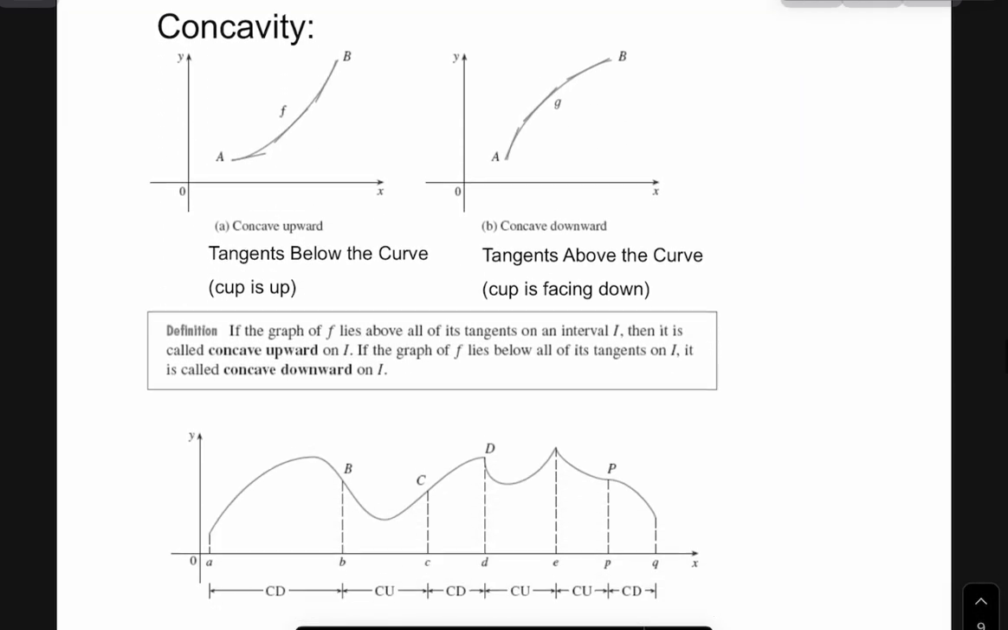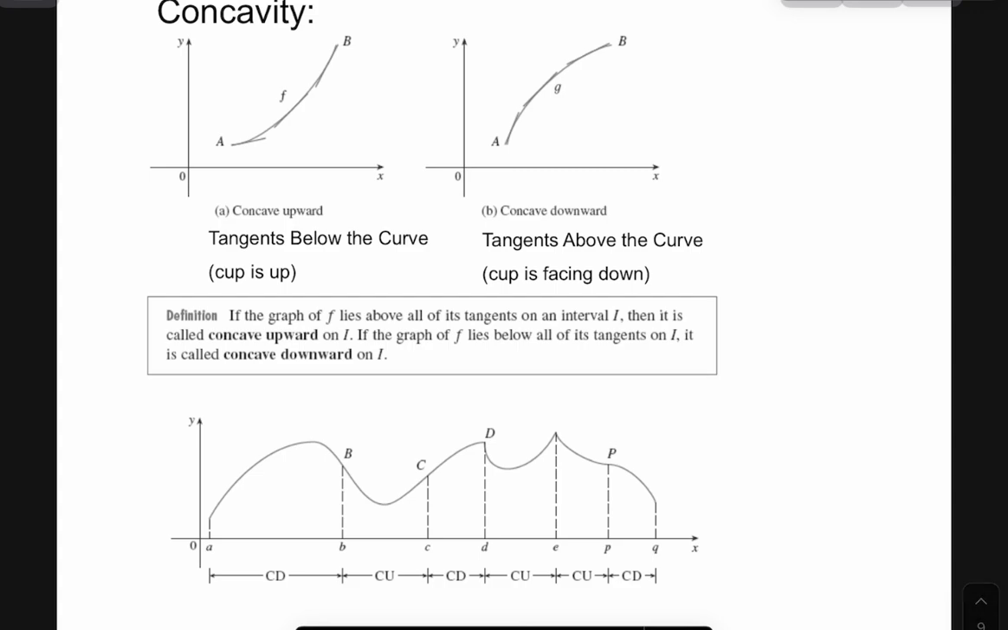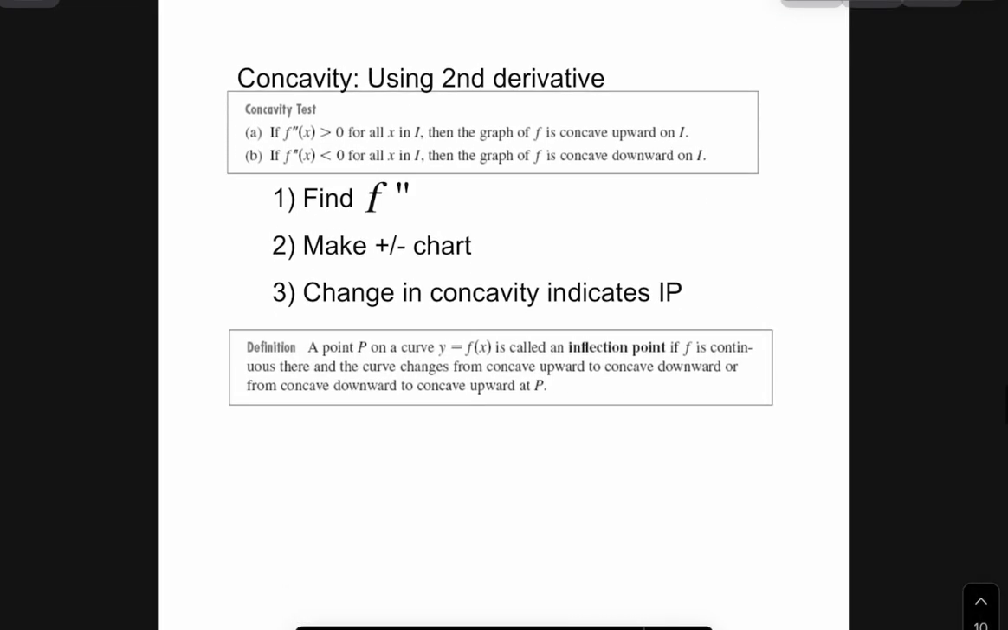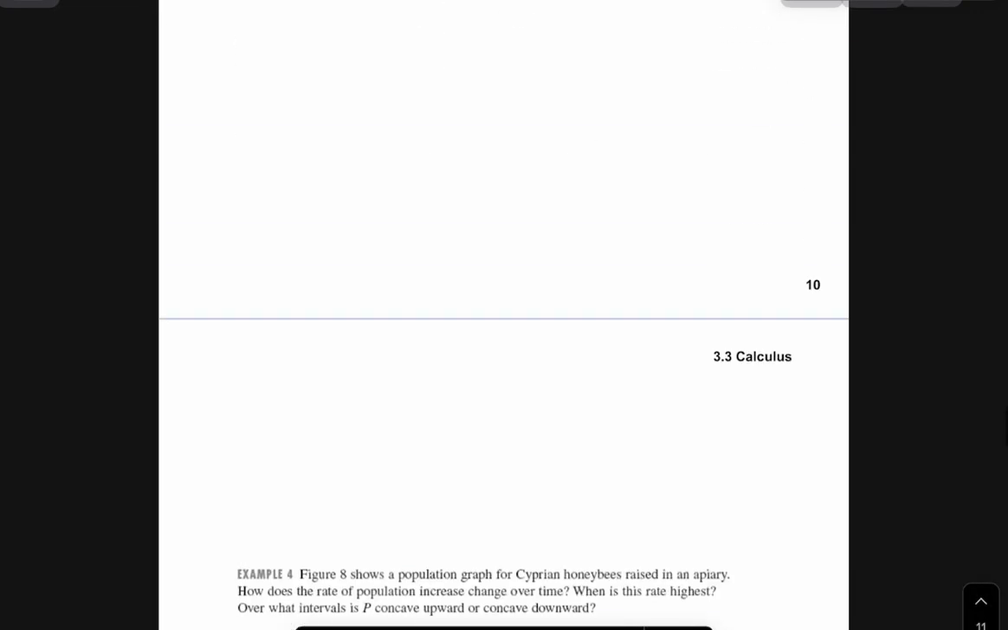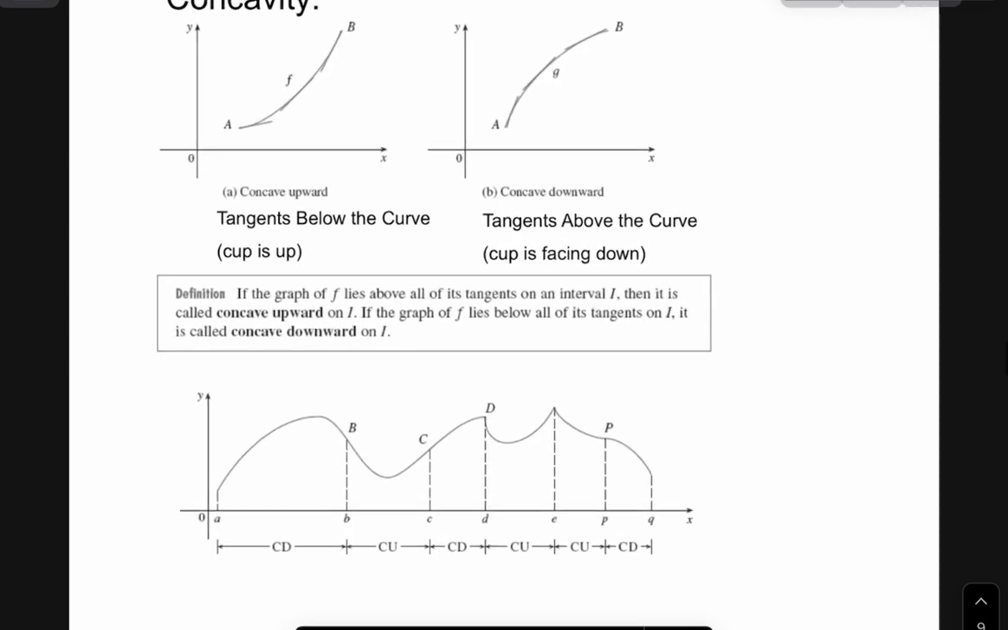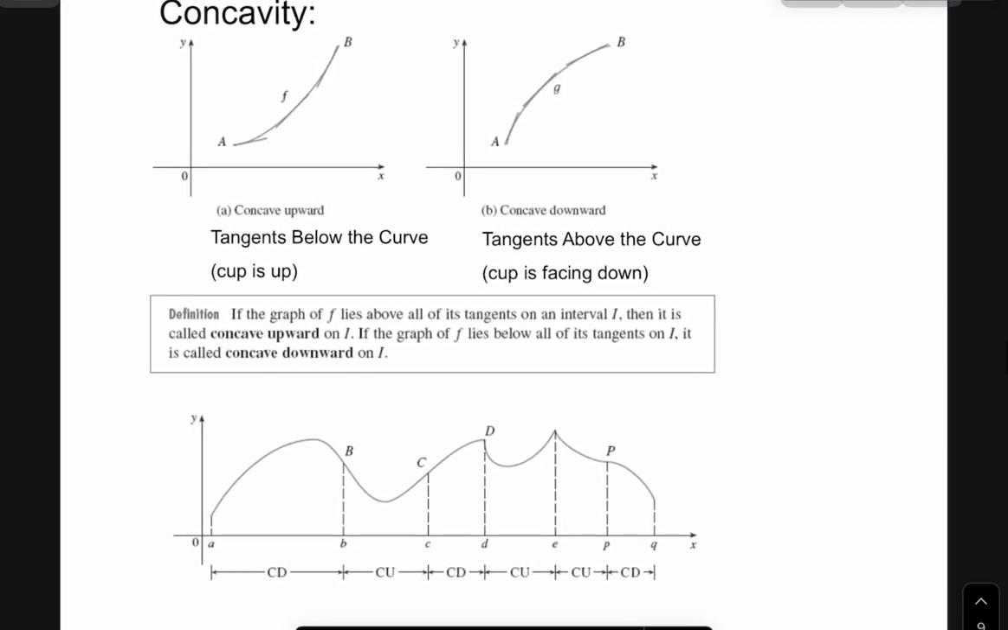Okie dokie. So next, we need to talk about curvature. And I think we're going to stop here just because we won't have enough time. But now, for the first time ever, we're going to talk about the curvature of the graph. What does it mean if our tangents are below the curve versus when our tangents are above the curve? So that's what we will talk about tomorrow.